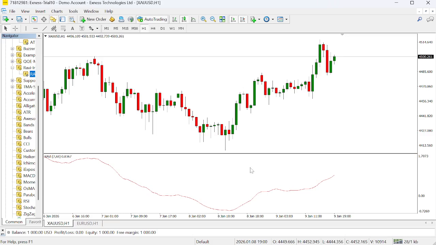This overview from the Forex Geek highlights how the percentage-based momentum calculation can help traders distinguish trending markets from ranging phases.